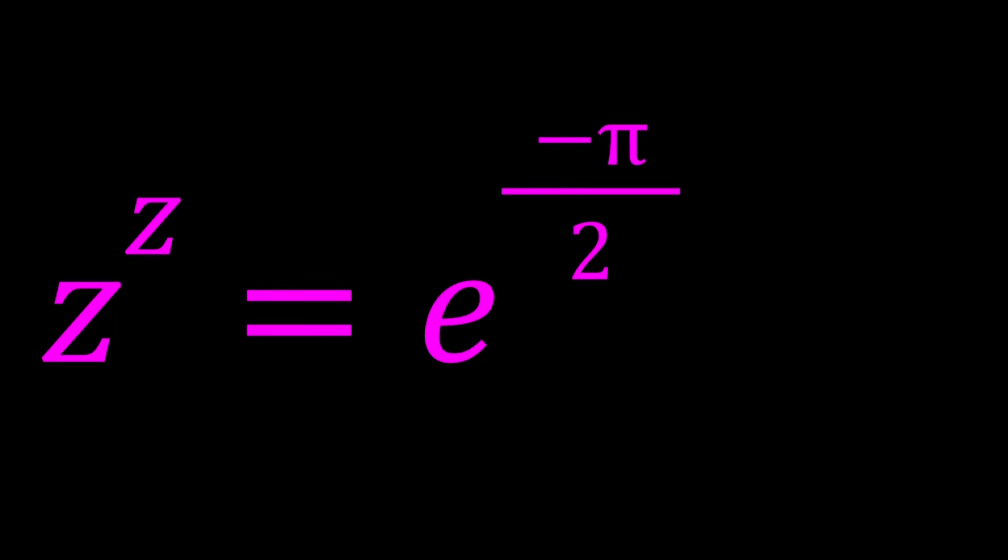This channel is all about complex numbers, and in this video we're going to be solving a super duper exponential equation with complex numbers. So we have z to the power z equals negative e to the power negative pi over 2, in which case z is a complex number.